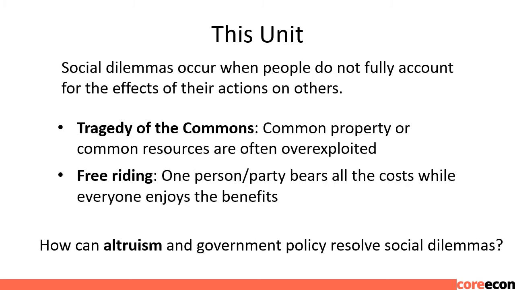In this unit we see that social dilemmas occur when people do not fully account for the effects of their actions on others. Examples are tragedy of the commons. Common property or common resources are often overexploited. Free riding. One person or party bears all the costs while everyone enjoys the benefits. We learn how altruism and government policy can resolve social dilemmas.